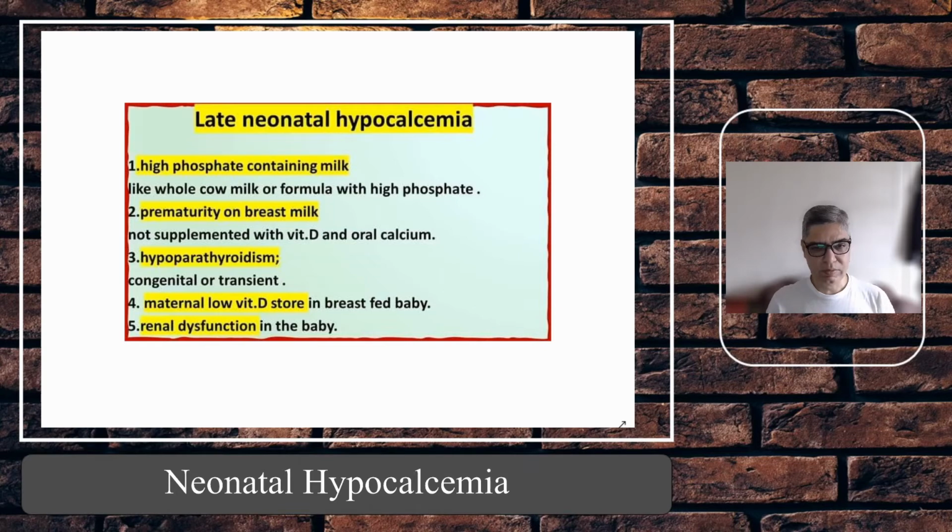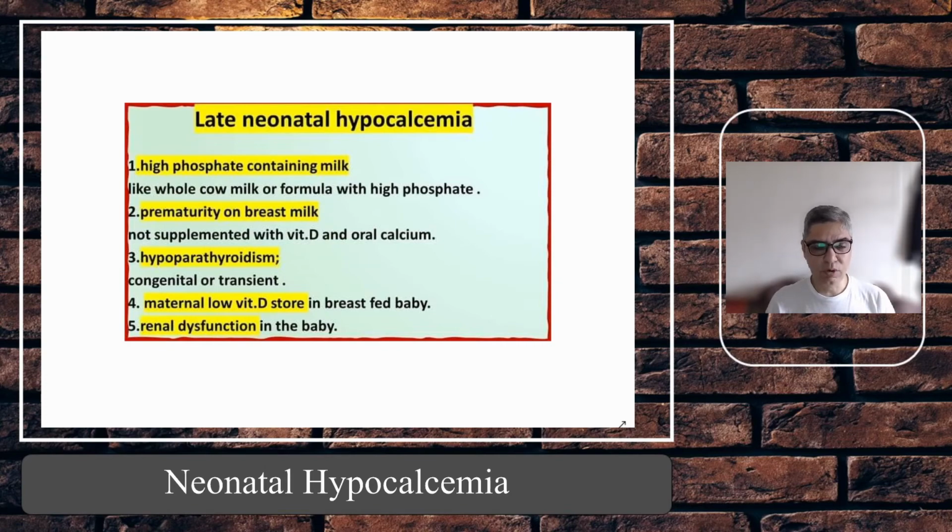If the breast milk is not supplemented with vitamin D and oral calcium, and these premature babies have low reserves, they need more vitamin D and oral calcium. Usually breast milk, though it does contain some vitamin D, is not sufficient to take care of the needs of a premature baby.